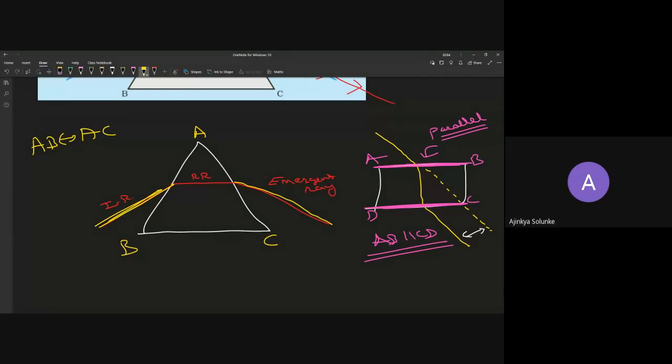So the surfaces we are getting are AB and AC. These are not parallel to each other. As you can see, they are completely inclined towards each other. So they are not parallel. As we do not have parallel surfaces, we are never going to get that kind of lateral displacement. All we are going to get is this kind of diagram: incident ray, refracted ray, and emergent ray.